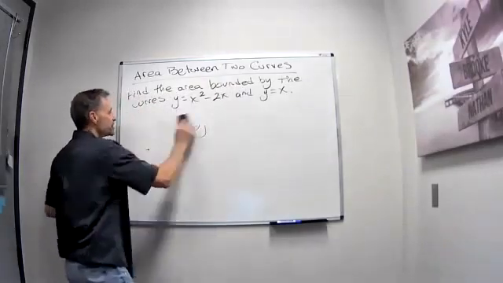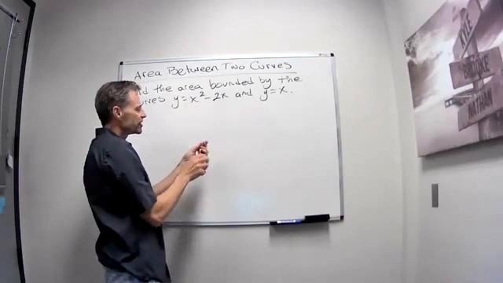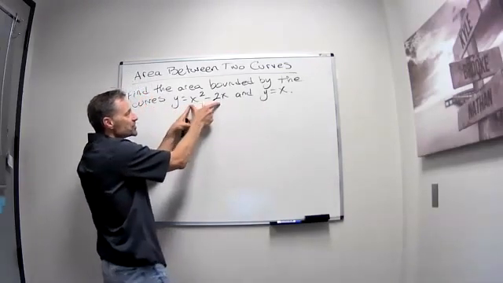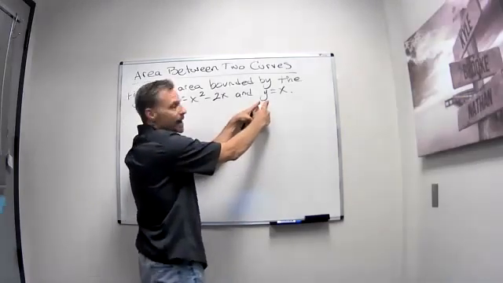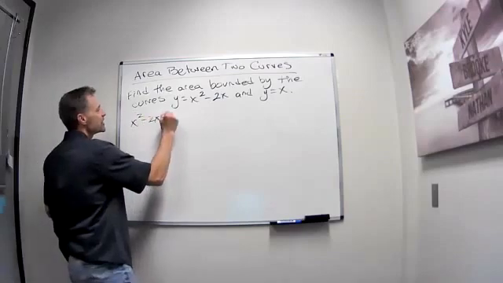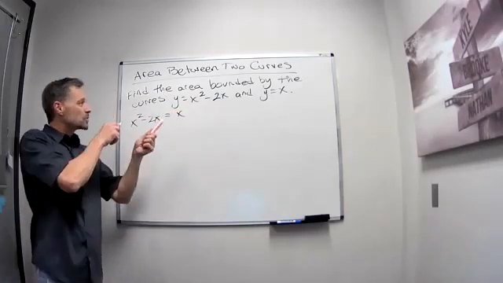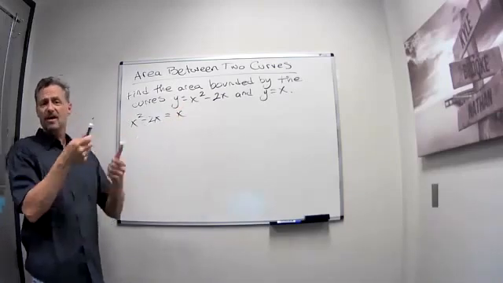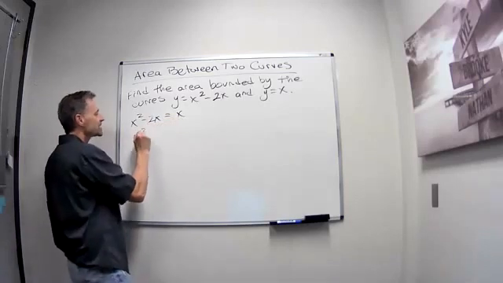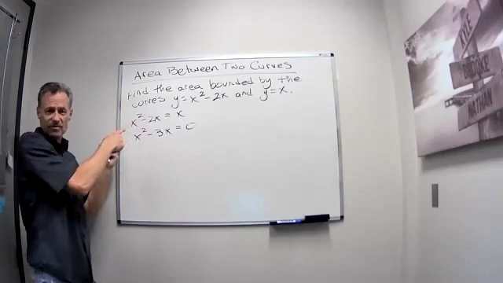So let's get rid of all this. To find out where these cross, I set them equal to each other. Essentially what I'm doing is taking y equals x squared minus 2x, and putting it right there for that y. So what I get is x squared minus 2x equals x, and I'm using the substitution method of solving a system of equations. I'm going to subtract the x, so I get x squared minus 3x equals 0. Set it equal to 0 because I want to factor and solve.